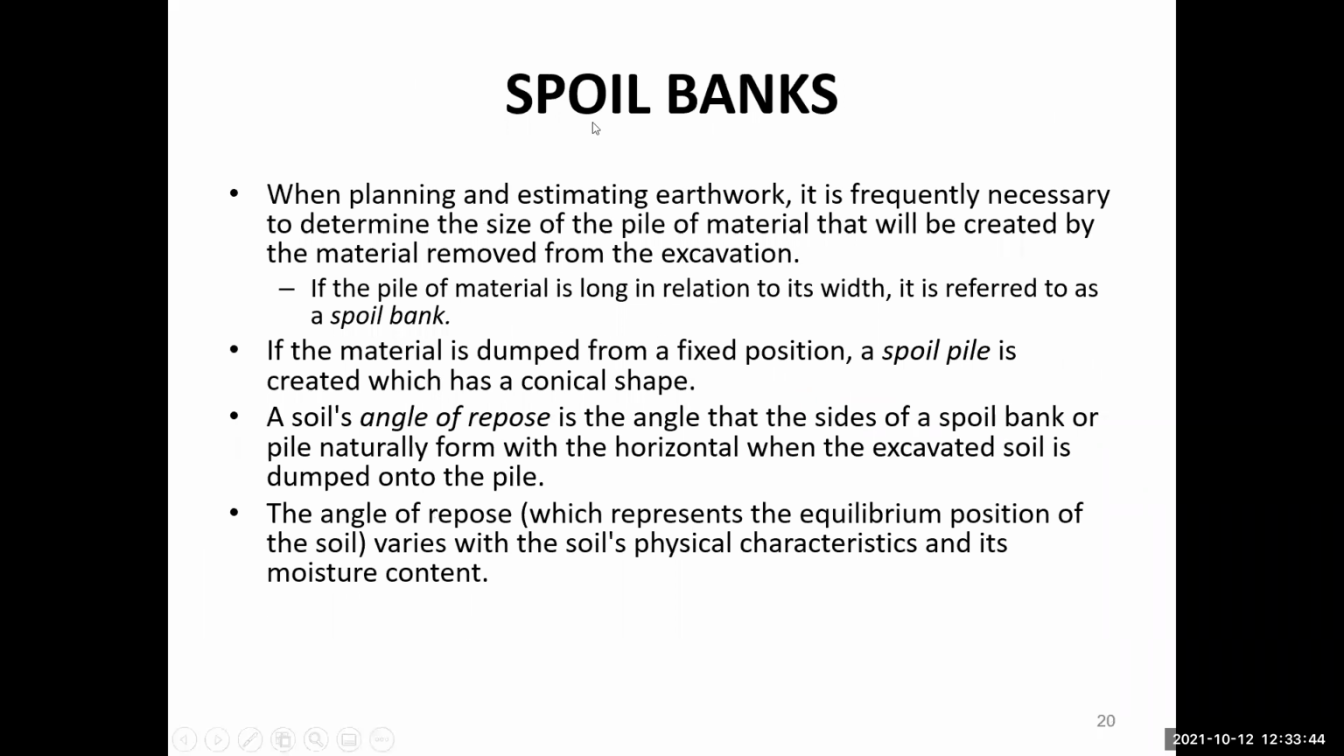Okay, now let's talk about the spoil banks. So what is a spoil bank? When planning and estimating earthwork, it is frequently necessary to determine the size of the pile of material that will be created by the material removed from the excavation. So if the pile of the material is long in relation to its width, it is referred to as a spoil bank.